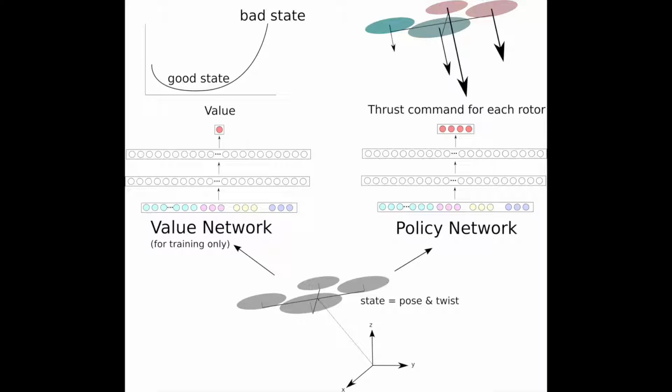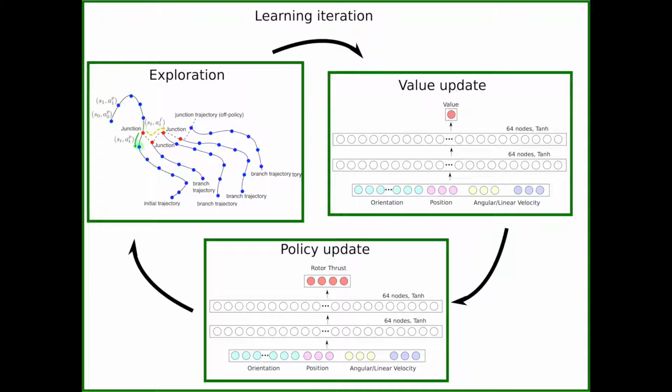The value network is a function representing how good a particular state is. We use this network to guide policy training. The policy network is what actually controls the quadrotor. Given the full state, it directly outputs the thrust forces to be generated for each rotor. The two networks are updated at every learning iteration.